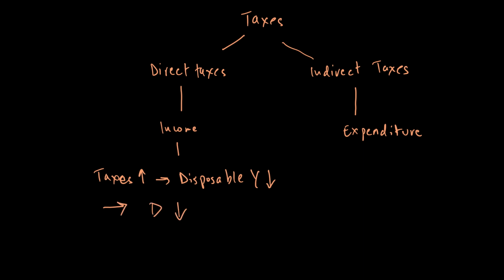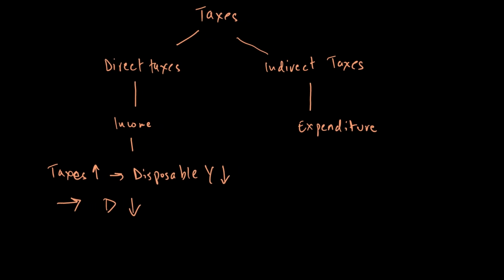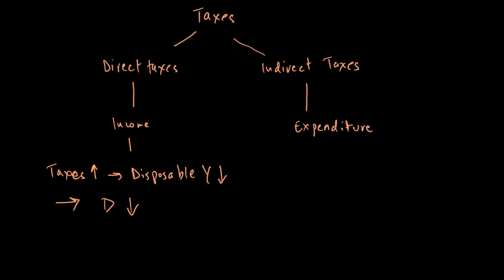So direct taxes are basically those taxes that can affect our demand for goods and services, because for the fact that they affect our income, they make our demand for normal goods go down. Normal goods are those goods where if income goes down, the demand goes down.